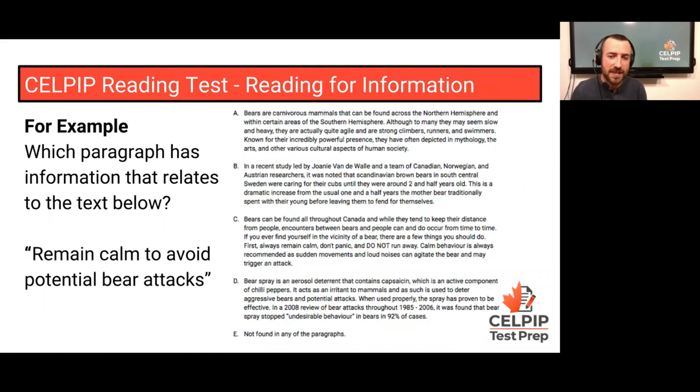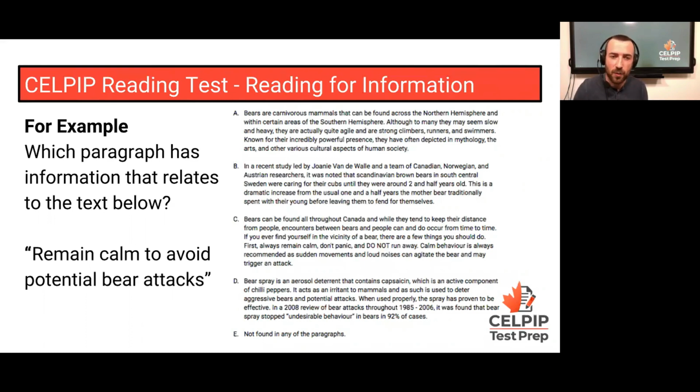Okay, so within this paragraph, it gives us information to remain calm to avoid potential bear attacks. One thing to note and remember is that you won't necessarily see the question word for word in the paragraph. It will be paraphrased. So there will be words that are similar to attack or potential bear attacks or avoid. So always keep that in mind.